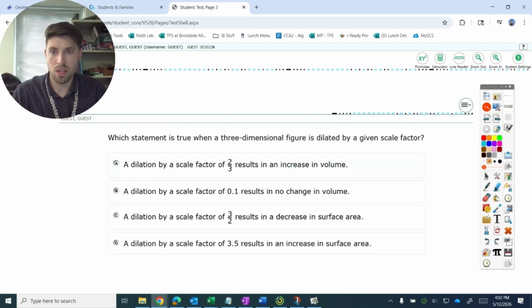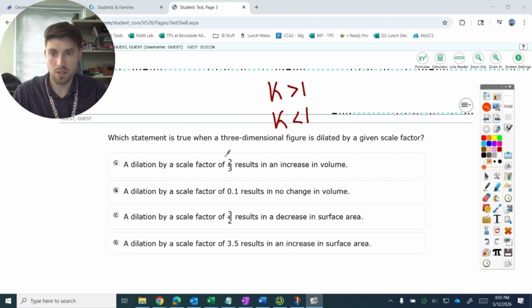For question number 3, we've got these statements about dilation. So 1, 2, 3, 4 statements about dilations. And all you need to know about this is that if your scale factor K is more than 1, then your dilation is an enlargement, meaning every side length, the area, the volume, all that should increase. If your K is less than 1, or really more specifically between 0 and 1, then you're getting a reduction in your side length, your volume, and your area should all decrease.